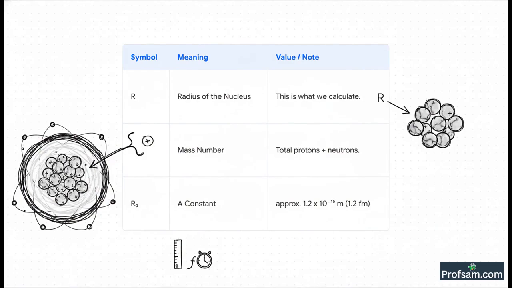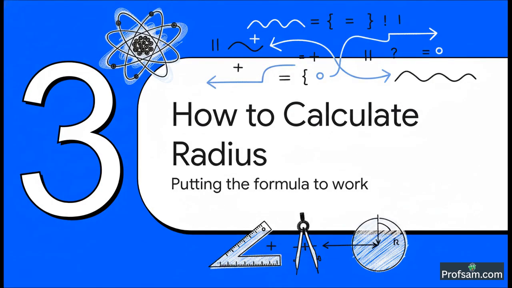Okay, let's break this down. R is the nuclear radius we want to find. A is the mass number, which is just the total count of protons and neutrons. Basically, it's our total number of marbles. And R0 is just a constant number. Its value is approximately 1.2 times 10 to the power of minus 15 meters, which is also called 1.2 femtometers. You should definitely remember this value. Now that we have the theory, let's actually put it to use. We'll solve a simple exam-style problem together to see how this formula really works.